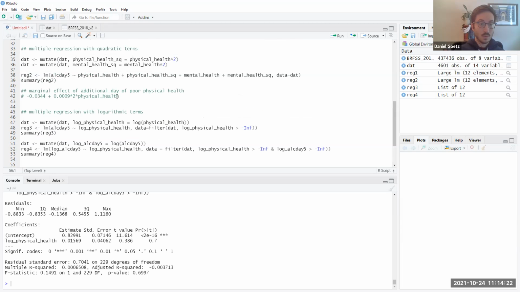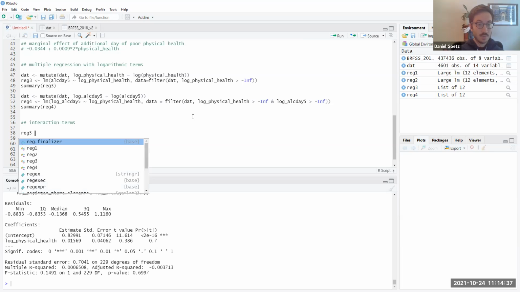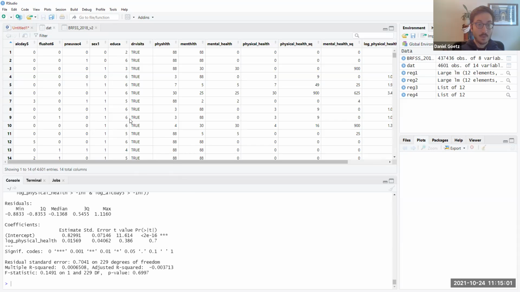Good. So we've got logarithmic terms, we've got quadratic terms. Last thing will be interaction terms. Okay. So for an interaction term, we can actually specify directly in the regression without needing to generate a new variable. So let's say we think that physical health matters for the number of days in the past week that you spend having a drink, but we think that it matters differently for, let's say, men versus women. So I think sex 1 equals 1 for women and 0 for men.